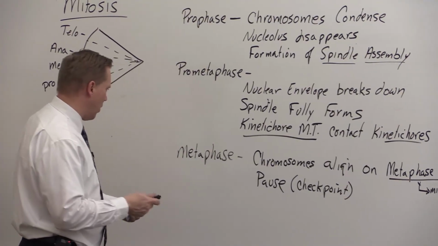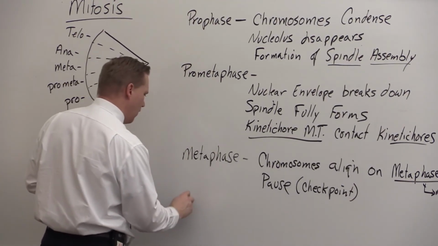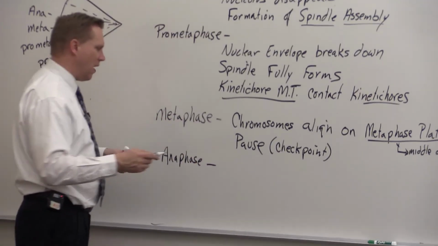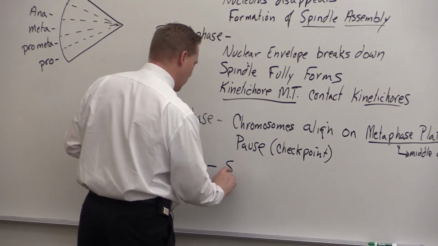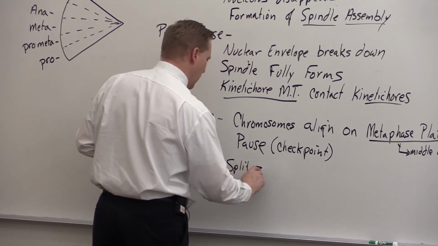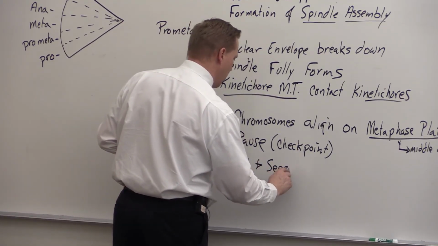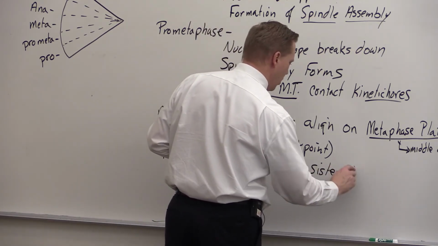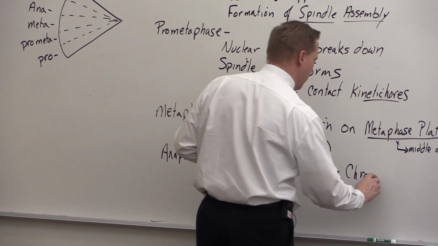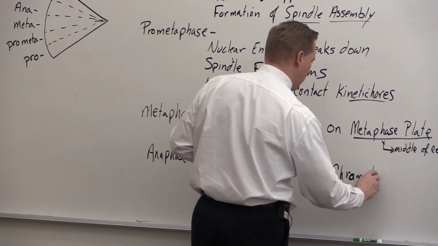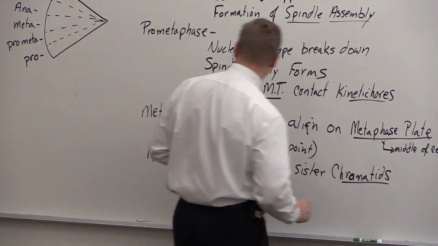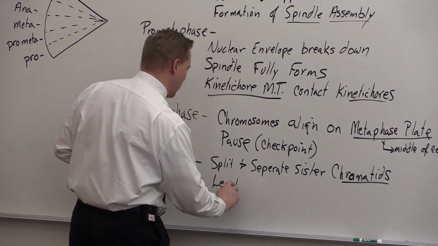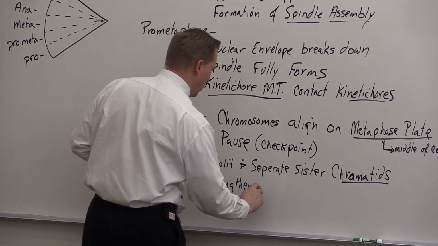What happens after metaphase? Well, we have anaphase. And anaphase is where we split and separate sister chromatids. So here's that word chromatids again. And then we also, in anaphase, we somewhat lengthen the cell. So we widen the cell as well.